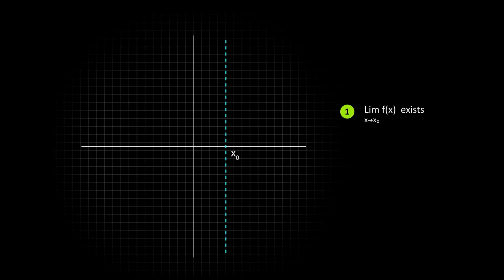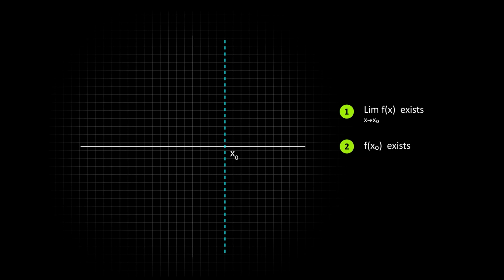Recall that when we say a function f of x is continuous at a point x naught, we are really saying three different things. That the limit at x naught exists, that the function is defined at x naught, and that f of x naught equals the limit at x naught. Each of these three conditions is designed to avoid a discontinuity.